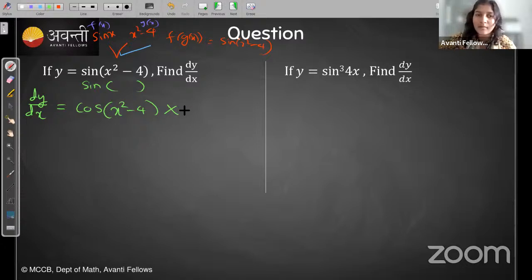The differentiation of x squared minus 4 is nothing but 2x. As we had a function other than x, we differentiate it again and we'll stop there. So what we will get is 2x into cos of x squared minus 4.